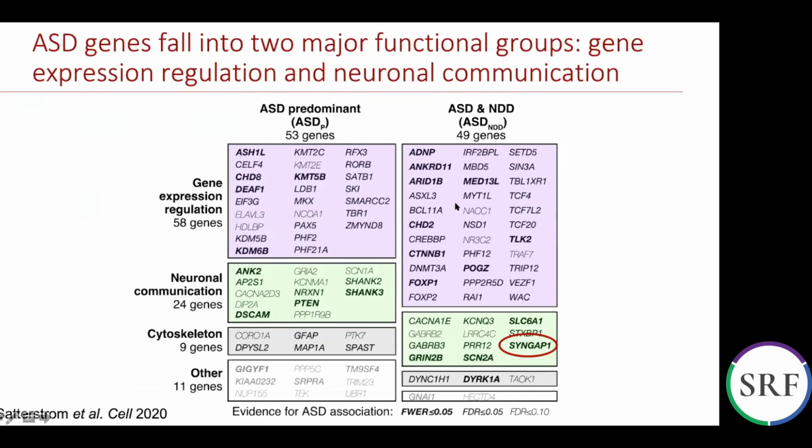58 genes. Basically, their job is to regulate the expression of other genes. Then the other big group is neuronal communications. These are genes which are important in the synapse, and neurons talking to each other and firing. And this, of course, is where SynGAP1 falls. What we do not know is what the interaction between these 2 groups is.